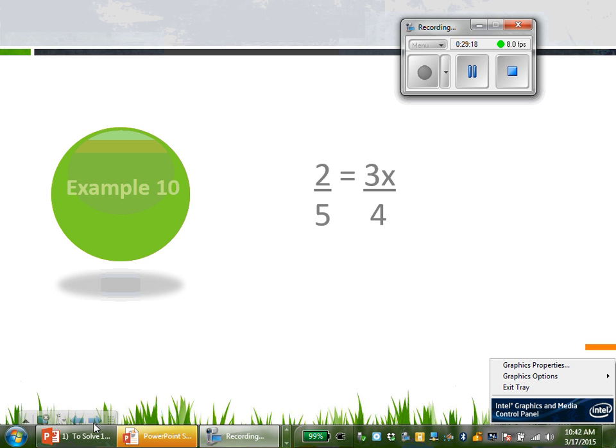Anybody have any other thoughts? I hear times them kind of by both. Even better, say it louder. I hear 20, which is what that would do. Okay, by 5 and by 4. Why 20? Because it's a common denominator. So when you have different denominators, you times by a common denominator.